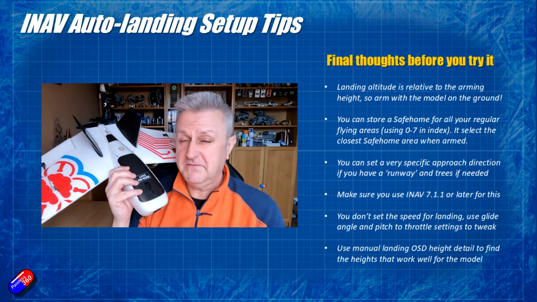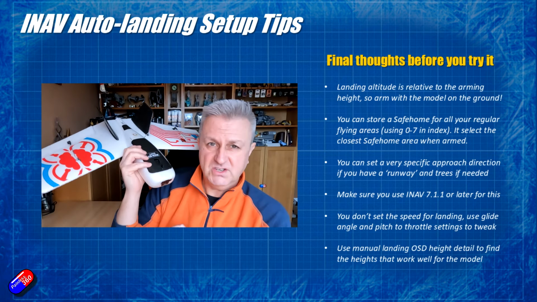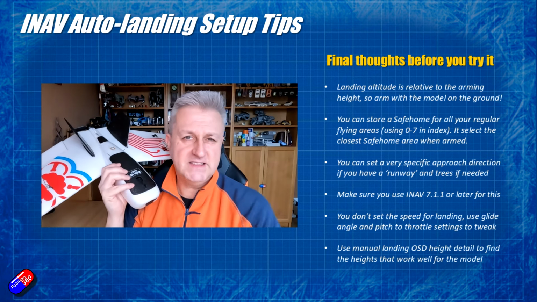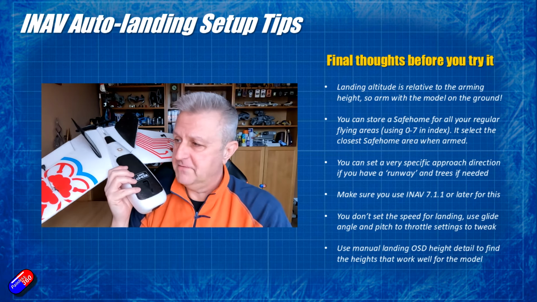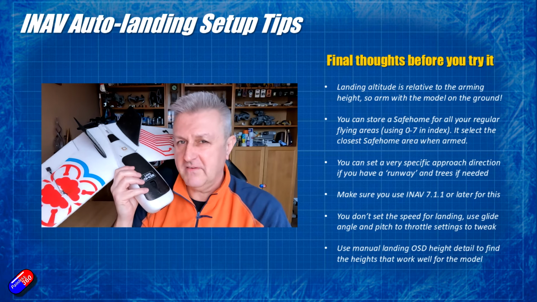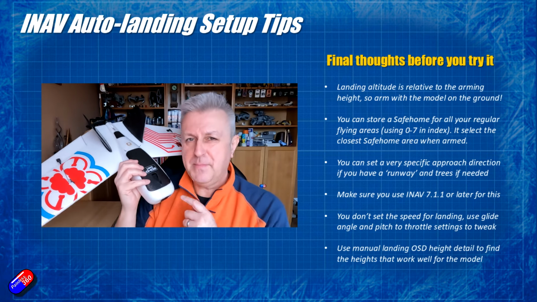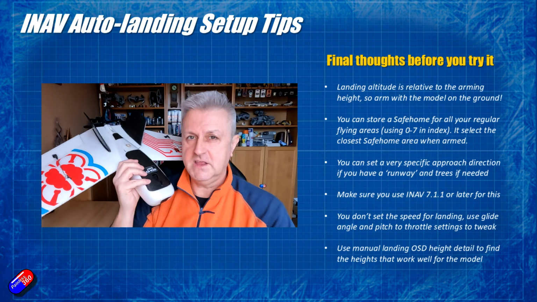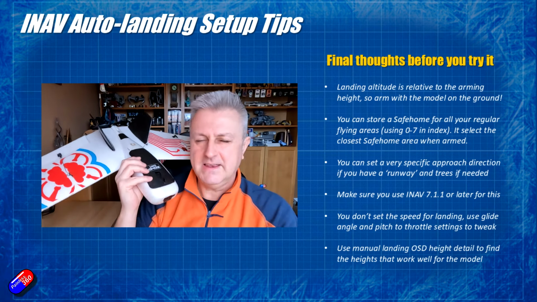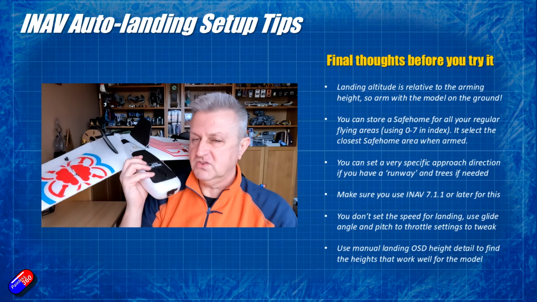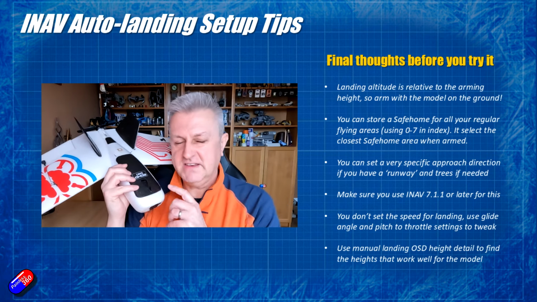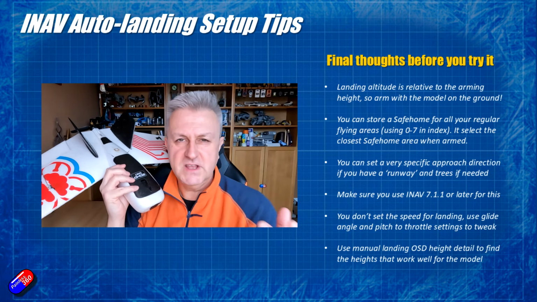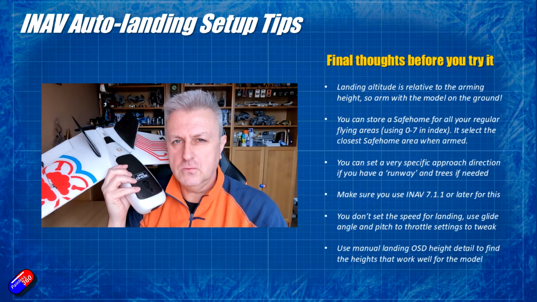You can't really set the speed for landing, so that pitch to throttle thing is really important. It's going to use the standard default speeds that are set for mission stuff, so be aware of that. I would recommend, if you're going to have a go at this, play back some of the on-screen display DVR recordings of you landing your plane, and just take note of the kind of altitudes that you're doing things at, so it gives you a good idea what those numbers should be, so that you can get a sensible set of numbers when you first go to the field to give it a go.